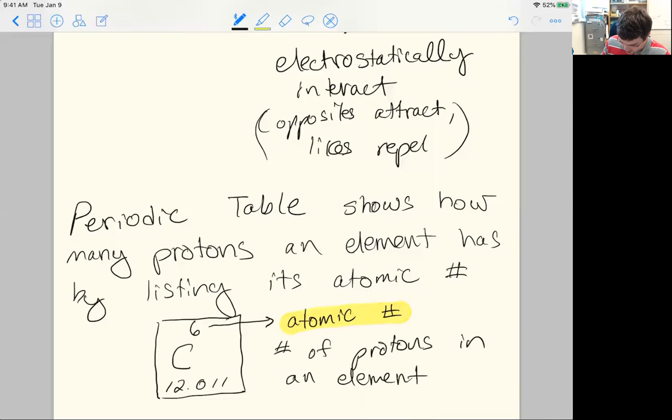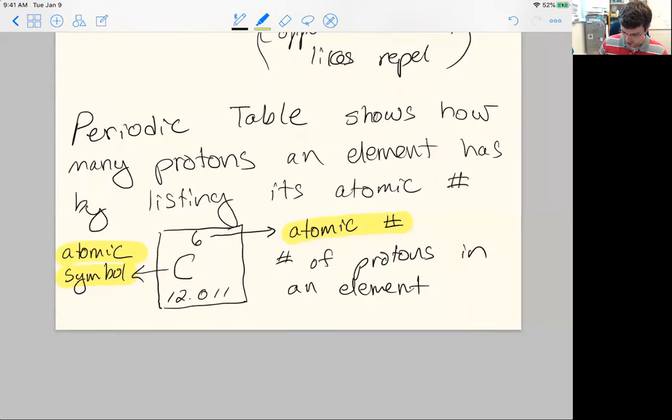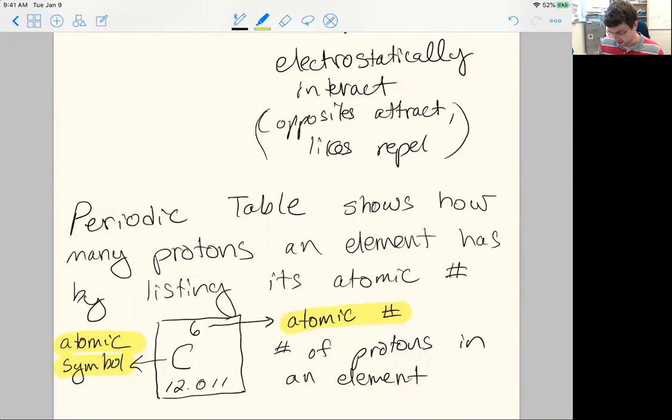The letter C is the atomic symbol, and you can think about this as being like the atomic abbreviation. Every element has its own atomic symbol. Some of them are very intuitive, like C for carbon, Si for silicon, O for oxygen, H for hydrogen. Some are less intuitive in terms of the English language, like Na for sodium. In a traditional introductory chemistry class, you may be asked to memorize these sorts of things.